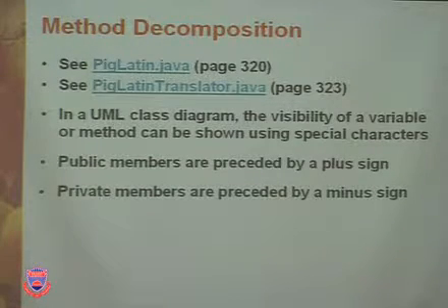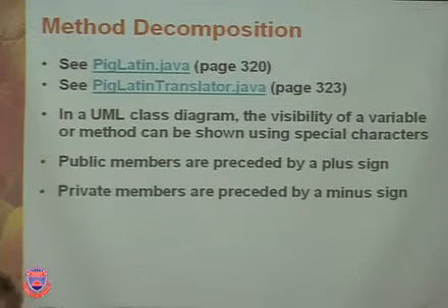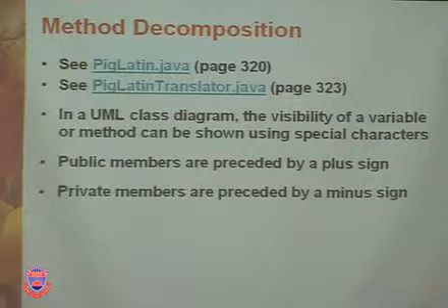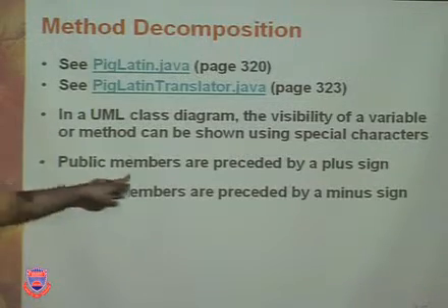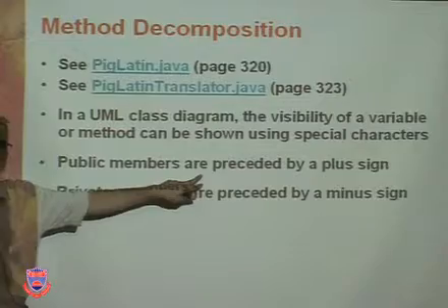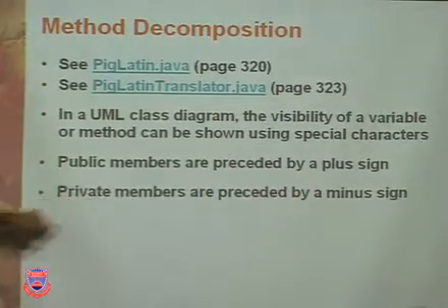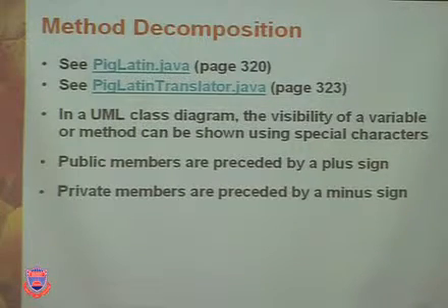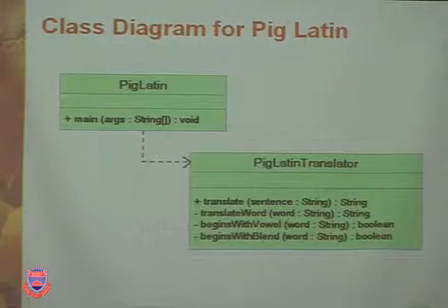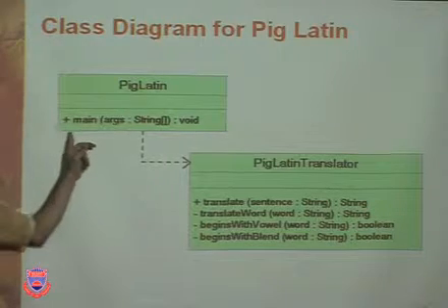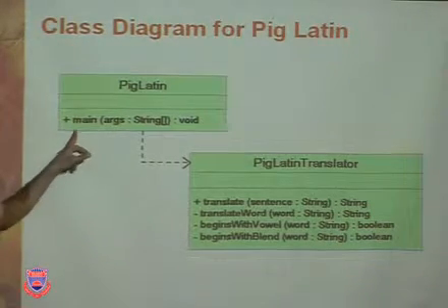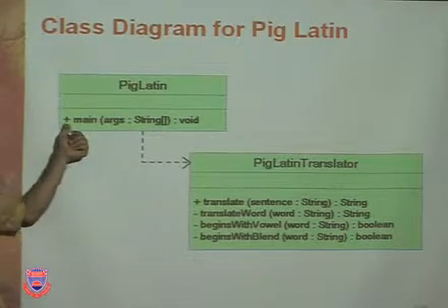So when you consider the UML representation of the variables in unified markup language, the visibility of a variable or method can be shown also by using special characters. Public members are preceded by a plus sign. So in UML, if you have public members, they're used by plus. If you have private members, they're used using a minus sign. So if you look into this example, Piglatin has a public main method which returns void, so it starts with plus.